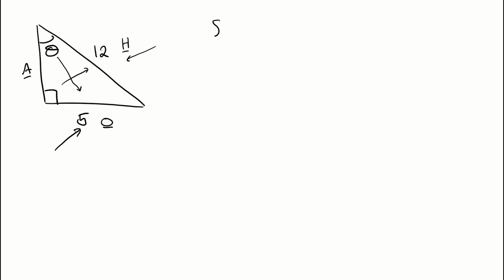So if we have a look at our SOHCAHTOA acronym, we can see the one of these that incorporates the hypotenuse and the opposite is written here. And remember, what does this acronym mean? It says that the sine of theta is equal to my opposite divided by my hypotenuse.